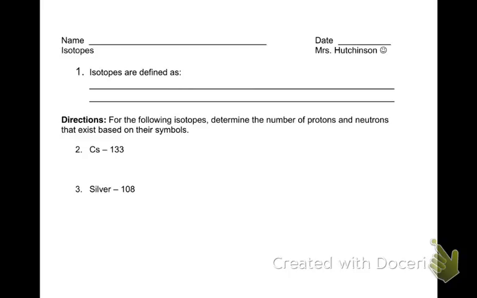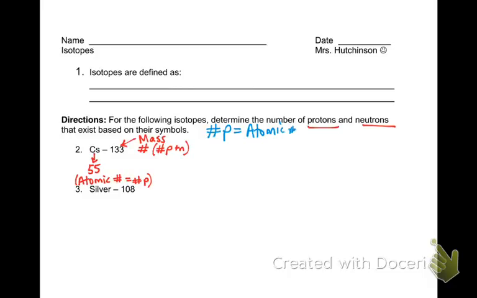Darn it, where'd it go? Here we go. So, in our case, we have 55 protons, and our number of neutrons winds up being 133 minus 55, which is going to give us a number of neutrons of 78. So 78 neutrons for cesium.